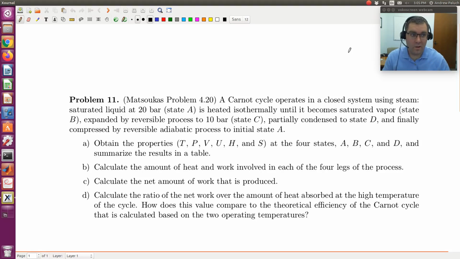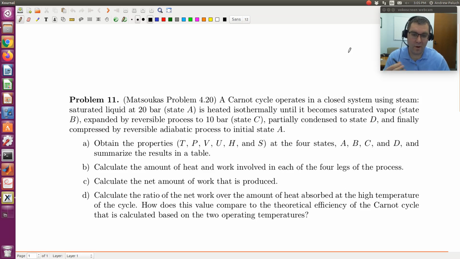All right, let's take a look at problem 11, which looks like it's going to be a longer one, so bear with me. We have a Carnot cycle that operates in a closed system using steam. Saturated liquid at 20 bar, state A, is heated isothermally until it becomes saturated vapor, state B, expanded by a reversible adiabatic process to 10 bar, state C, and then isothermally partially condensed to state D, and finally compressed by a reversible adiabatic process to state A.